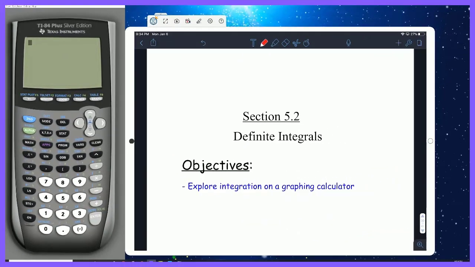Hey everyone, Mr. Shatter here to wrap up this video set with a look at integration on a graphing calculator, specifically the TI graphing calculator. For this video we're going to use my trusty assistant Kalki for help.